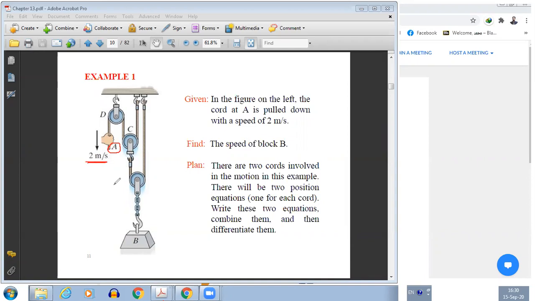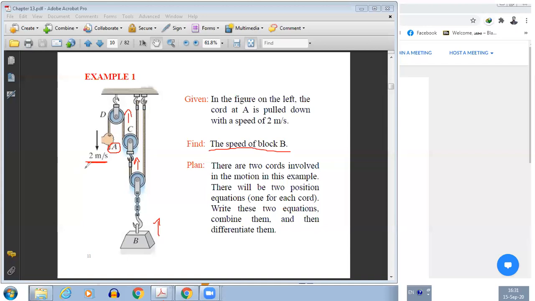Okay, so just look at it. What will happen when you pull this down? When you pull this down, automatically C will go up. When C goes up, automatically this pulley will go up, and so the B will go up. So when you are pulling this down, this B load is going to go up. Okay, so this is the effect. So now we need to know what will be the speed of block B. We know the speed of A, it is going down with 2 meters per second, but we don't know what is the speed of B. So we need to find this out.